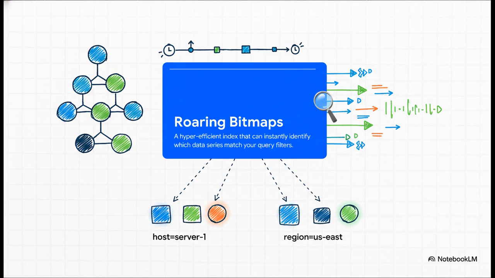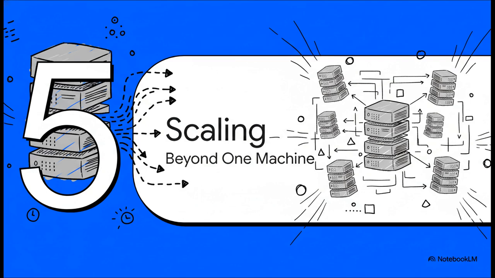Forget about searching through a phone book page by page. This is more like a super fast Venn diagram. When you ask for data from, say, host equals server 1 and region equals US East, it can instantly find where those two circles overlap. It tells the database exactly where to look on the disk before it even starts reading the data. It's just incredibly efficient.